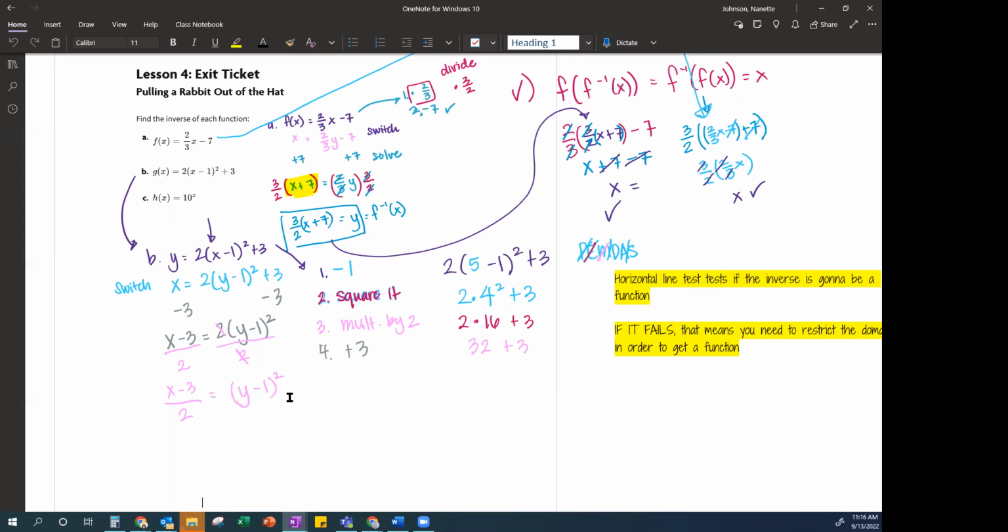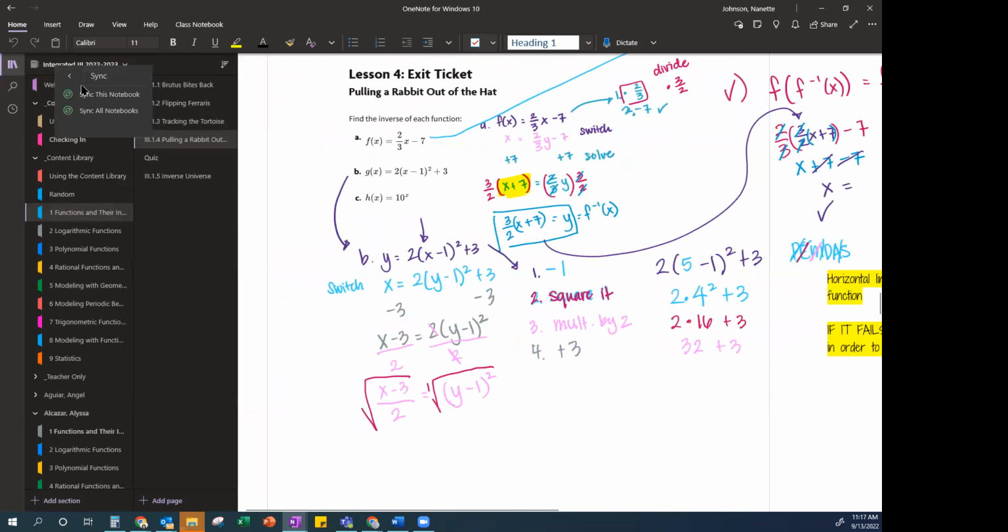Now, this is the part that you have to remember back in Integrated 2. Back in Integrated 2 land, and this is where it's going to be a little bit different. Whenever you took the square root, you had to include plus or minus. If you don't remember, remember this: x squared equals 9. What's the solution of x squared equals 9? Can you put it in the chat, please?